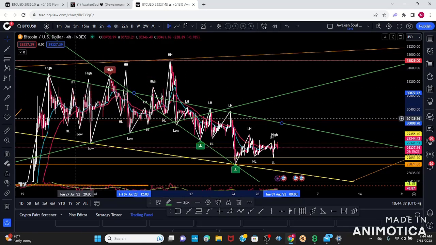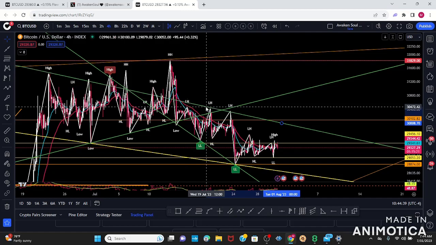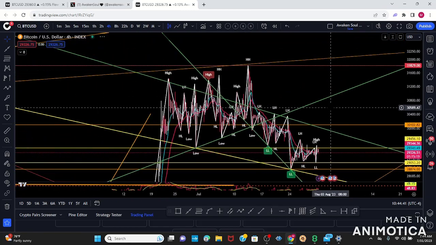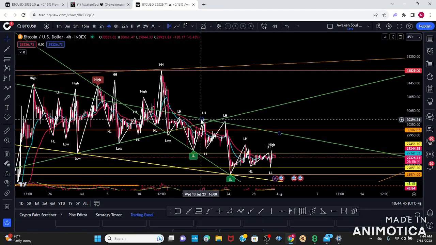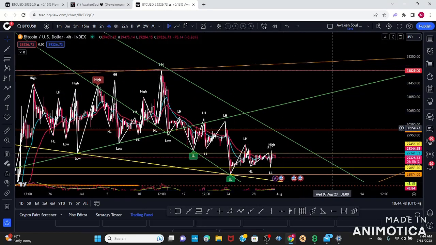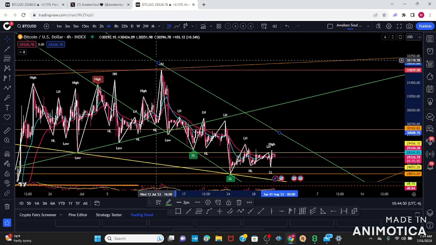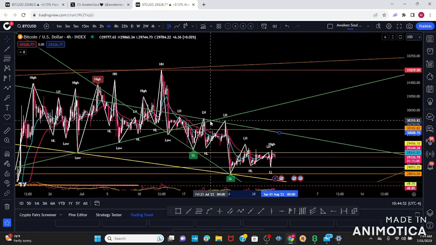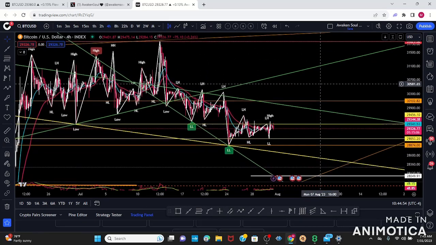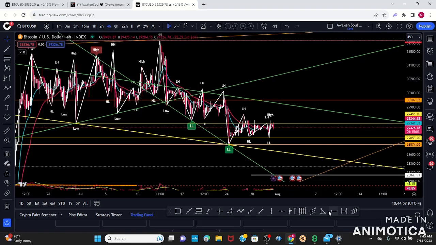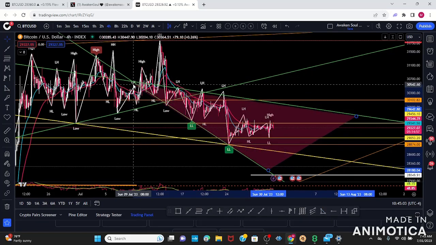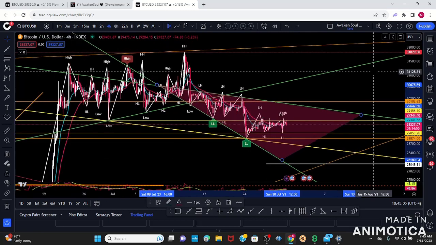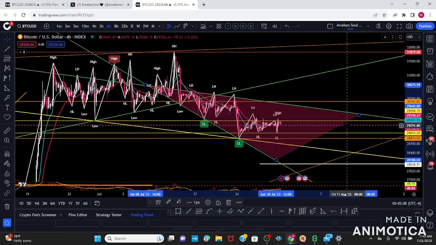Sorry, let me take the magnet off. What is this? Could be a channel coming down, or it could be an ascending megaphone. You see this? 1, 2, 3, 1, 2, 3, right? Like this, right? So this is the area we're playing right now.